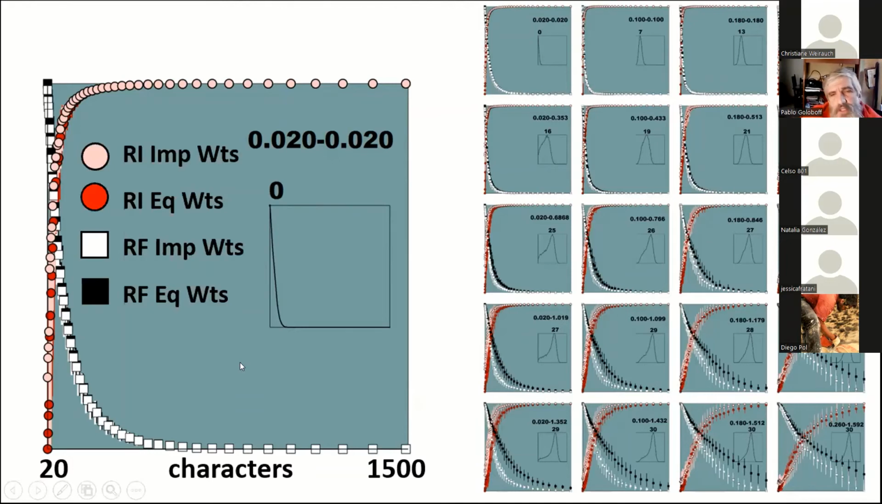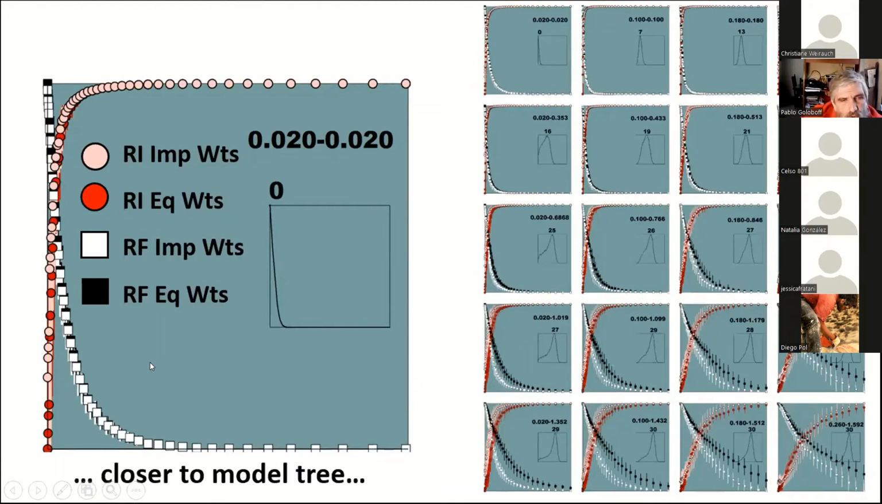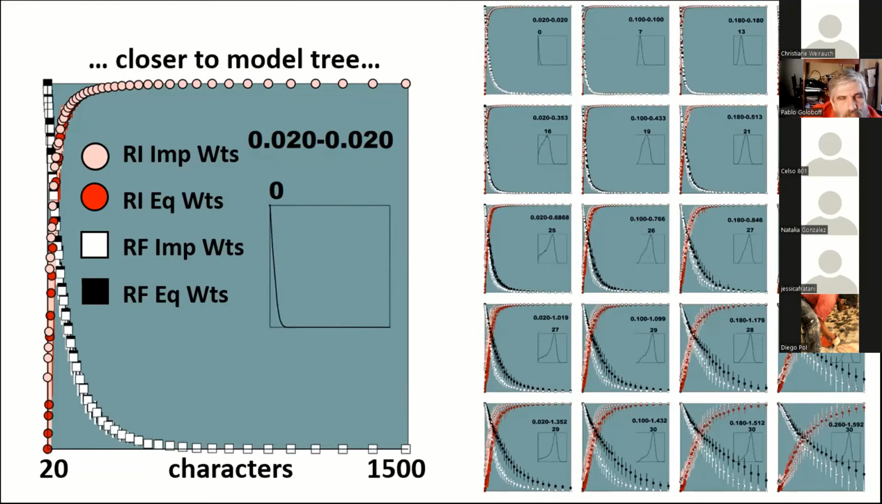And I measure the distance to the model tree with the retention index as circles and the Robinson-Foulds distance. The pink and the white are implied weighting, and the darker colors, red and black, are equal weights, okay? And for the Robinson-Foulds distance, the dots that are closer to the bottom axis are closer to the model tree. And for the retention index, the points that are closer to the top axis are closer to the model tree.